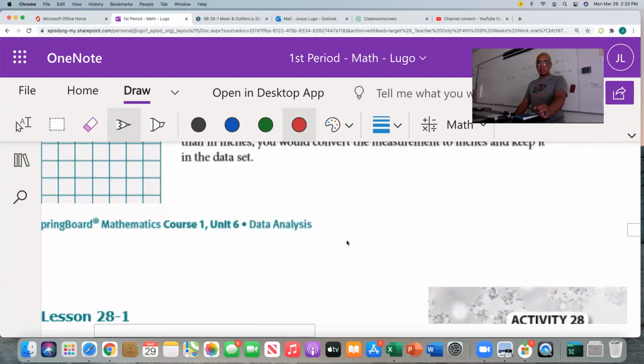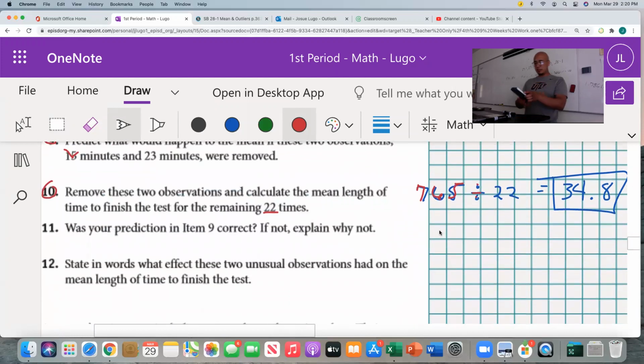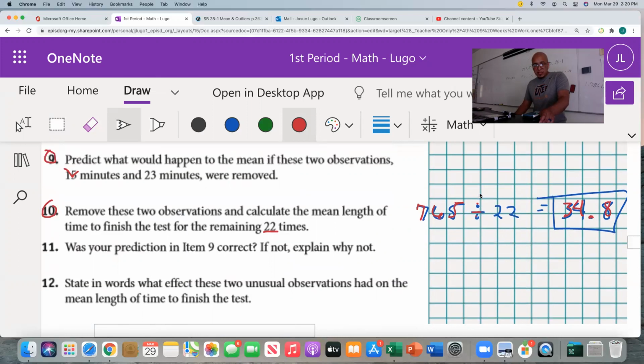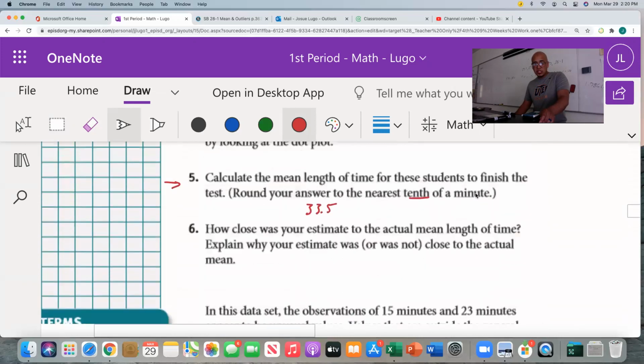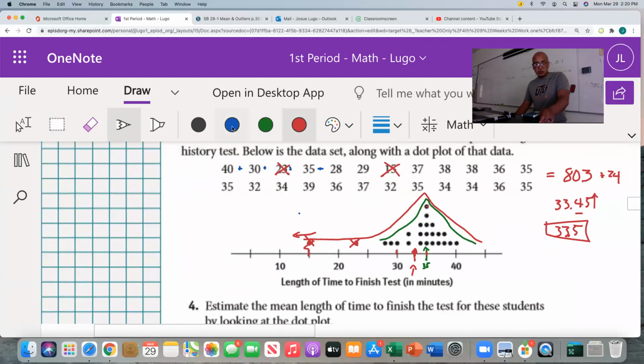So let's go ahead and try it out. 765 divided by 22. And that gives me 34.77, which rounds to 34.8, 34 and 8 tenths. Notice, ladies and gentlemen, that is pretty close to 35. So 34.8 is just right here, right next to 35. Notice how it's pretty much right there in the middle of that distribution.